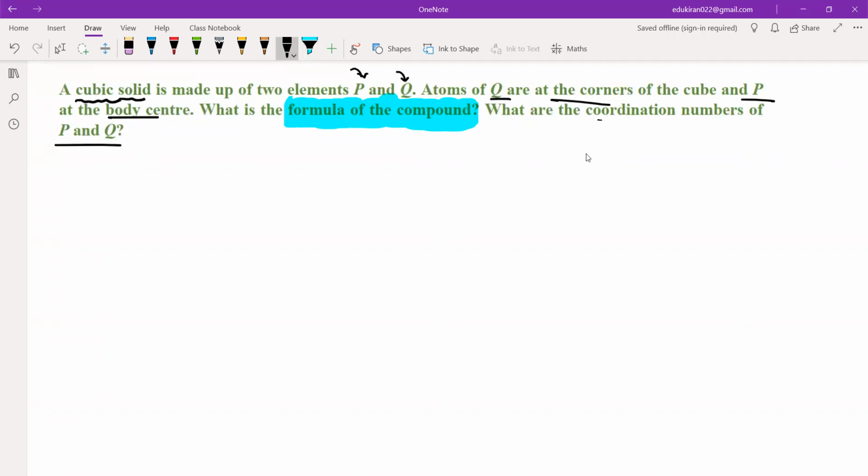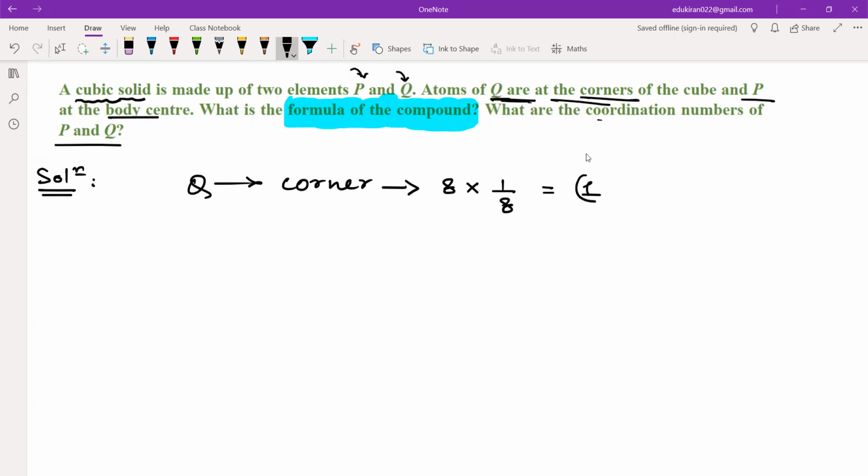Okay, fine, we can answer this later on, but let us first deal with the formula. Questions like this are very easy, but you need to follow the way that I am telling you guys. First of all, they are saying that Q atoms are at the corners. So you'll write Q, then you will draw an arrow. Please follow this method, you will not get it wrong. Q in the corner. How many corners are there? There are 8 corners, and the contribution of each corner is 1 by 8, and that is why it is equal to 1. And then you will circle this one.